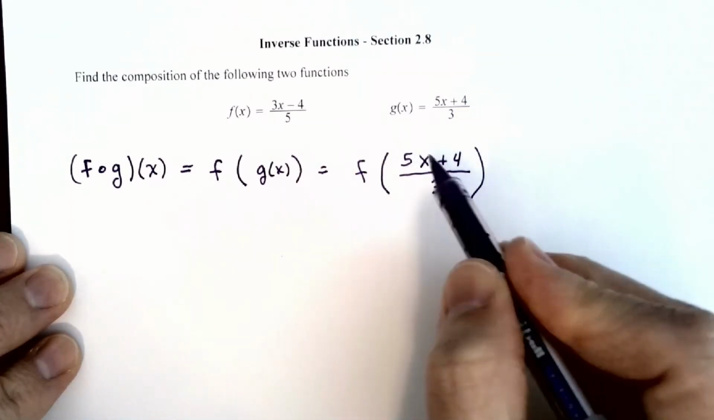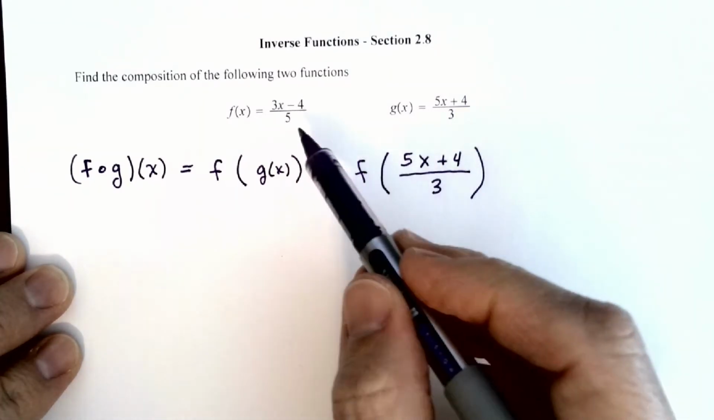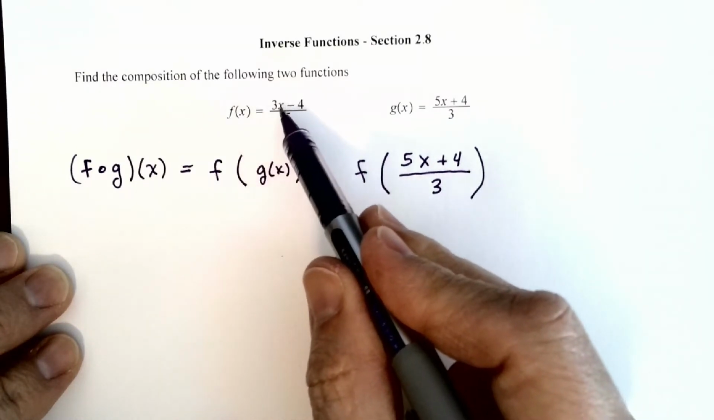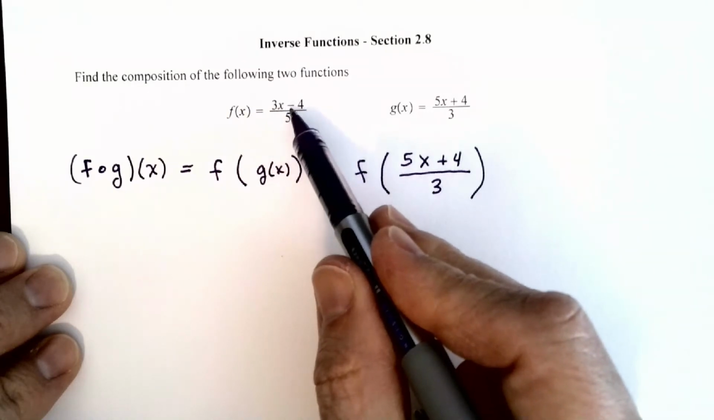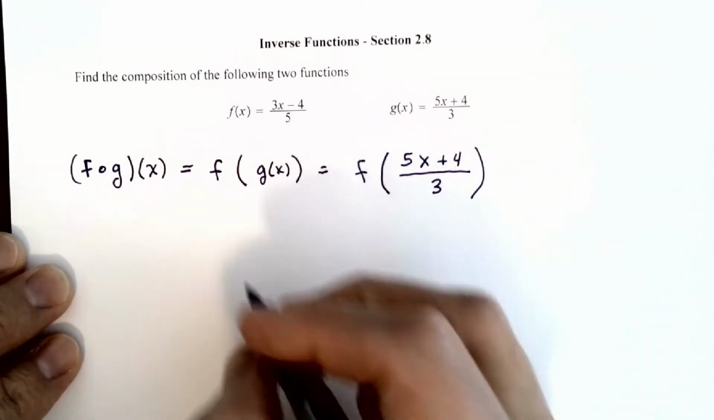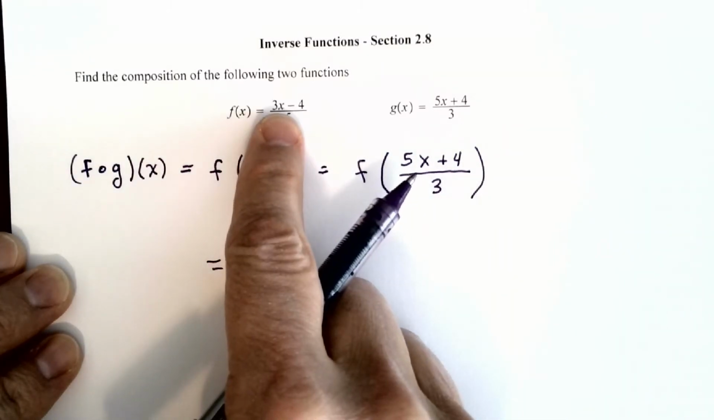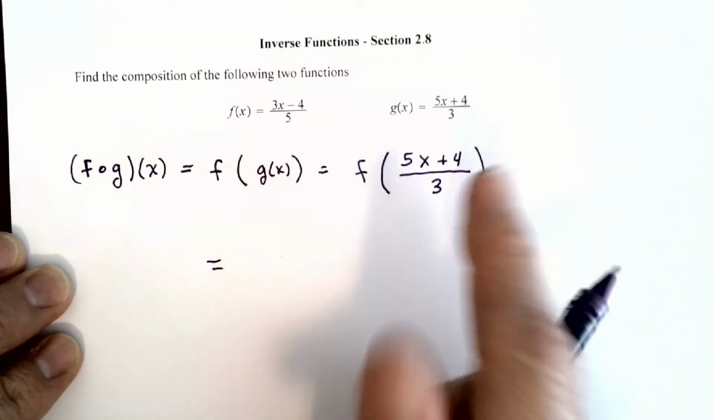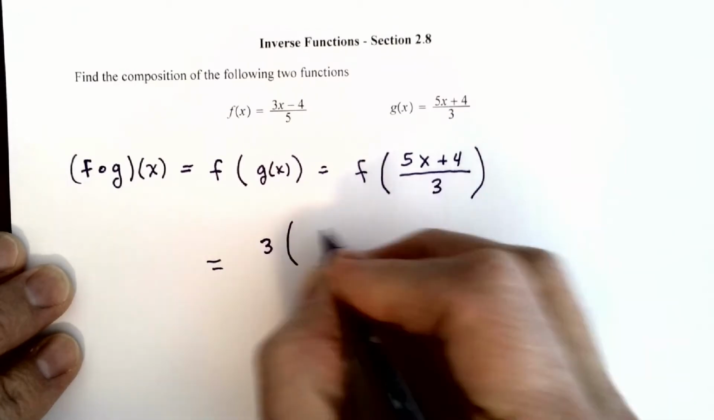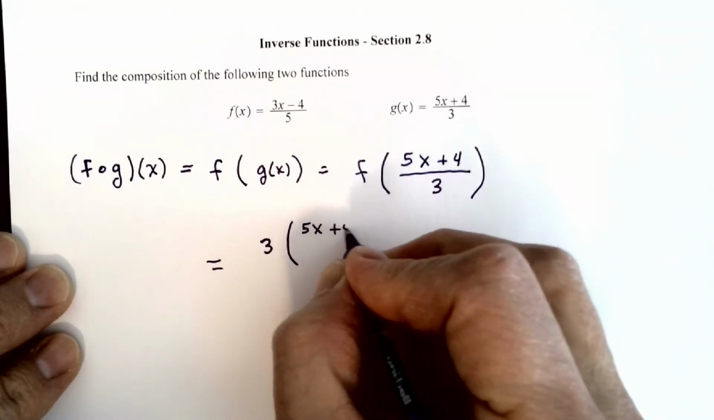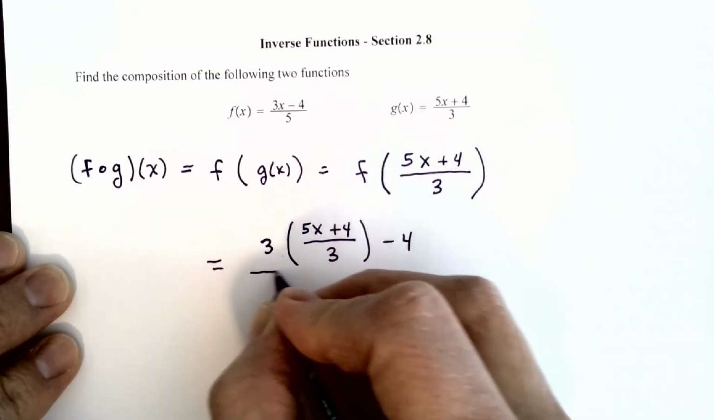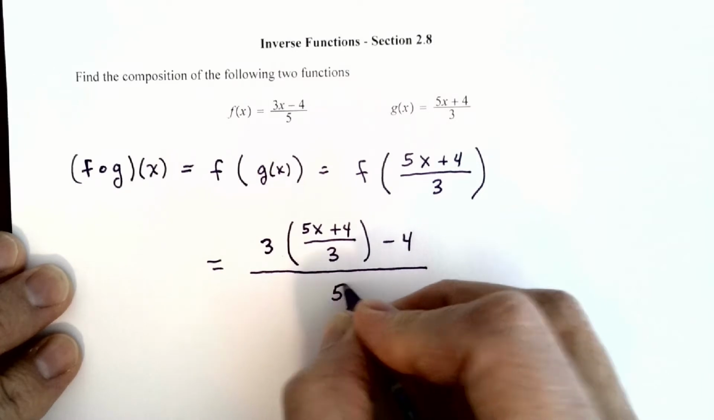So now I want to take this as my input and plug it into the function f. And what do I do when I'm evaluating f? Wherever I see an x, multiply it by 3, subtract 4 from that product, and then divide by 5. Last step. So I'm just going to replace the x in that formula with this entire expression, so it's going to look a little crazy. I've got 3 times all this stuff, and then I have minus 4, and that's all divided by 5.